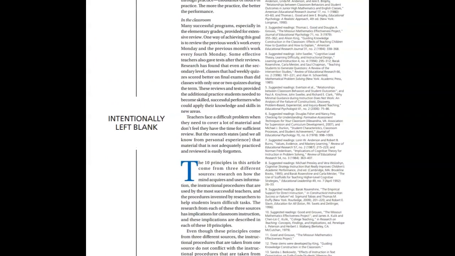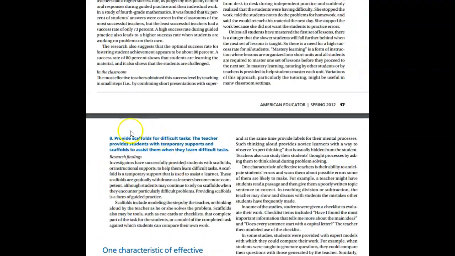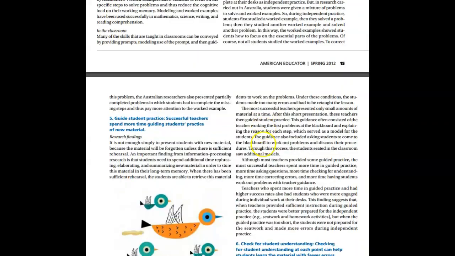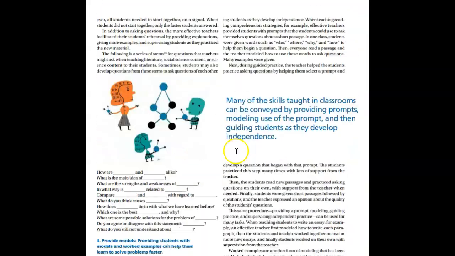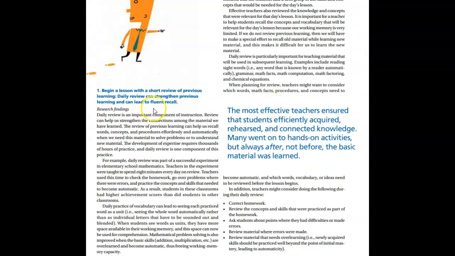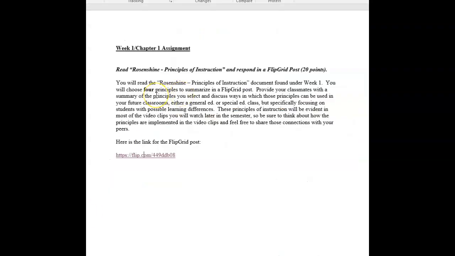So there are 10 principles in blue. 10, 9, 8, 7, sometimes I like to sing to y'all, 6, 5, 4, 3, 2, 1. Okay, so those are the 10 principles that I want you to look at when you're reading this article, Principles of Instruction. I want you to read the principles and summarize. You will choose 4 principles to summarize, okay?